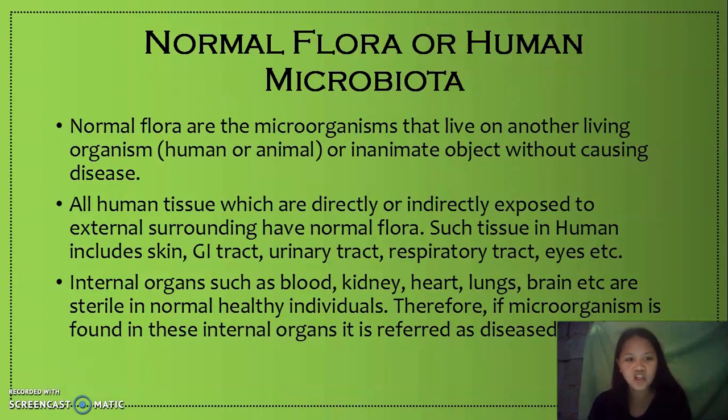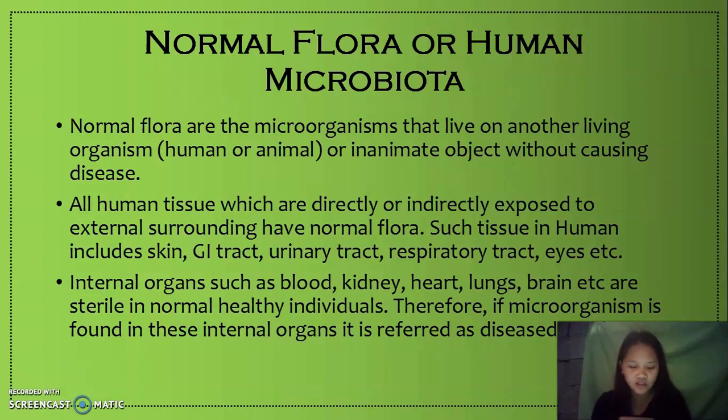So, all human tissue which is directly or indirectly exposed to the external surroundings has normal flora. Such tissue in humans includes the skin, urinary tract, respiratory tract, eyes, and other parts of the body. Internal organs such as blood, kidney, heart, lungs, and brain are sterile in normal, healthy individuals. Therefore, if a microorganism is found in these internal organs, it is referred to as a disease condition.